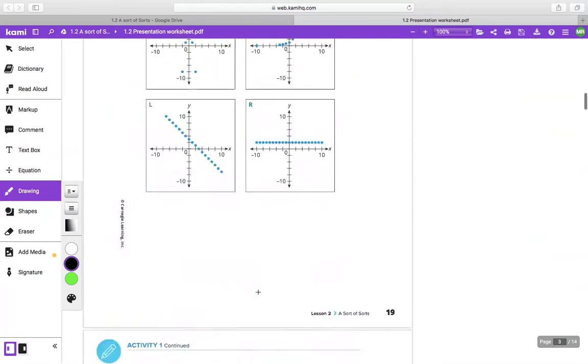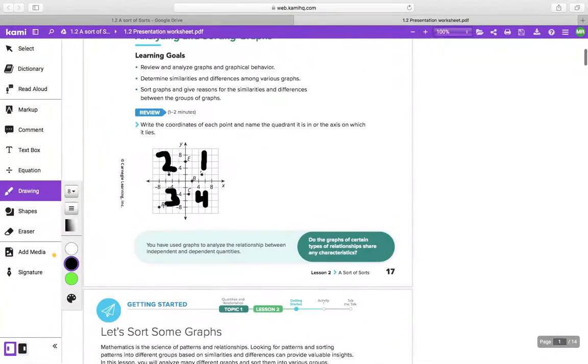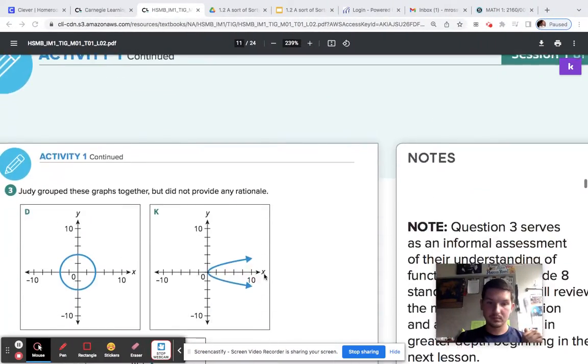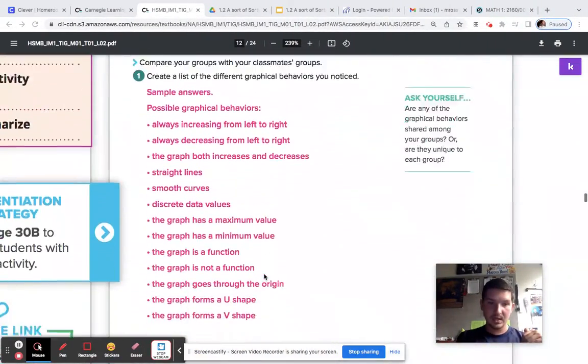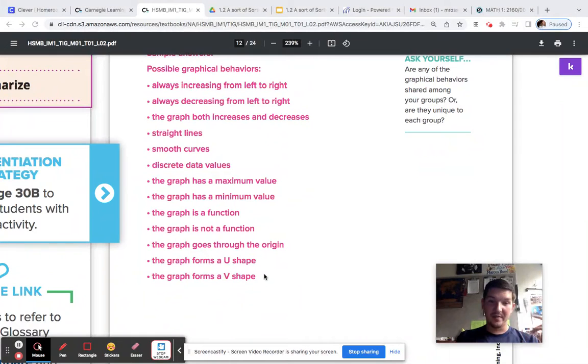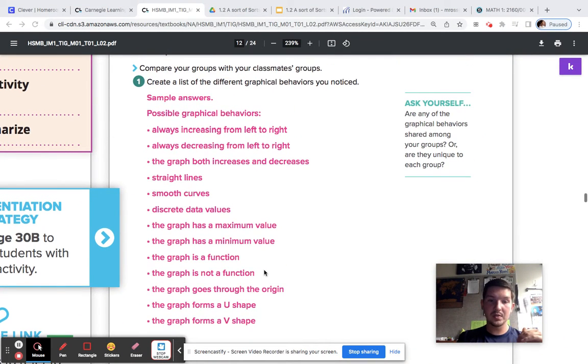Again, I kind of showed you back here what the quadrants are. This is 1, 2, 3, and 4. Okay. And then what else do we got here? If it has a U shape or a V shape. Okay, so those are just different graphical things you can use when you're doing your activity.